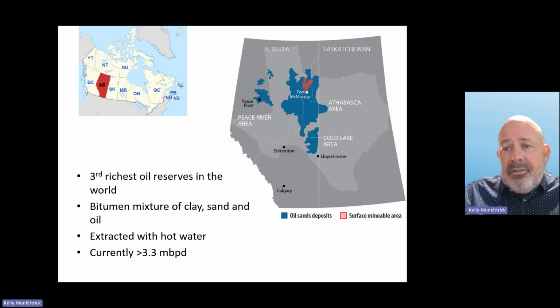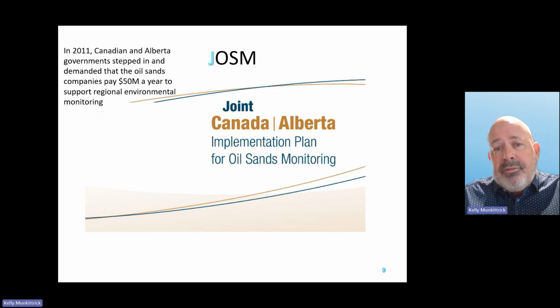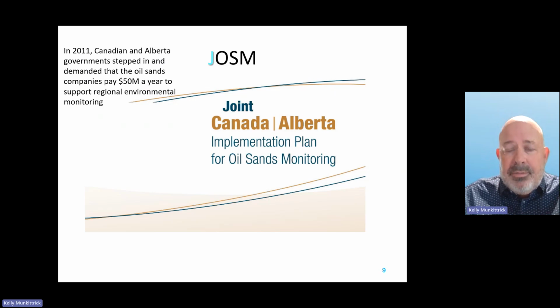Around 2010, 2011, Europe labeled the Canadian oil dirty oil. And at that point, the federal government stepped into the situation in Alberta and told the industry that they were going to take over regional environmental monitoring. And together with the province of Alberta, they demanded that the oil sands companies pay $50 million a year to support regional environmental monitoring. It started out as the Joint Canada-Alberta Oil Sands Monitoring Program, JOSM, and then after 3 years went to be just Oil Sands Monitoring.